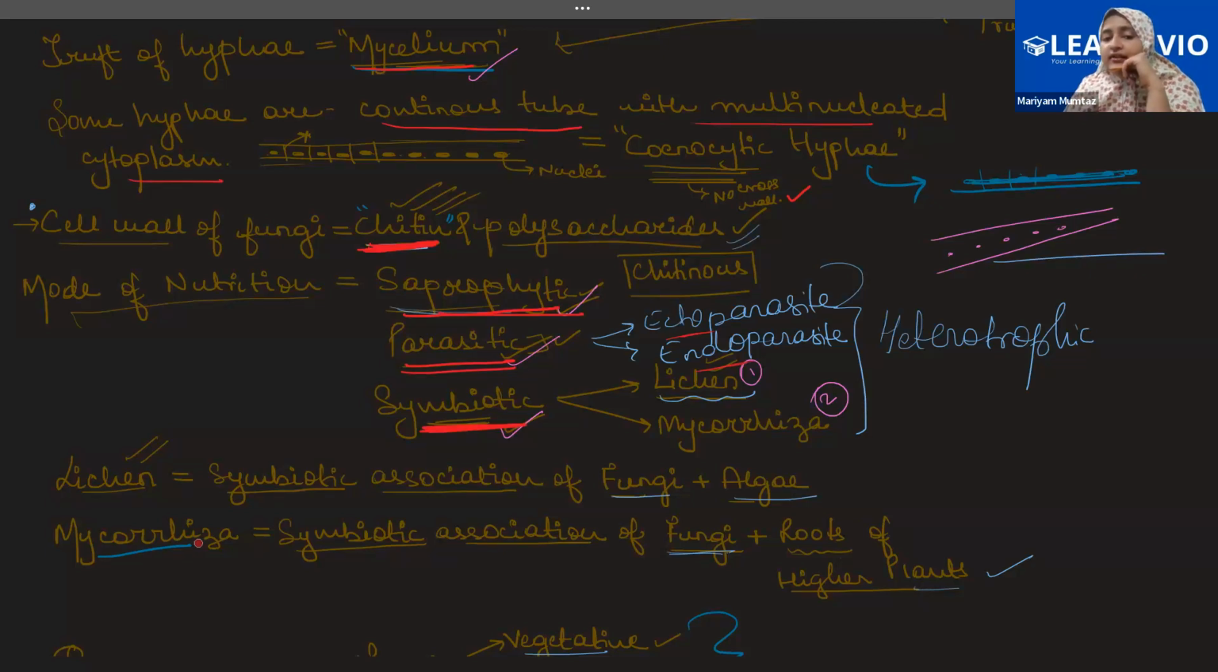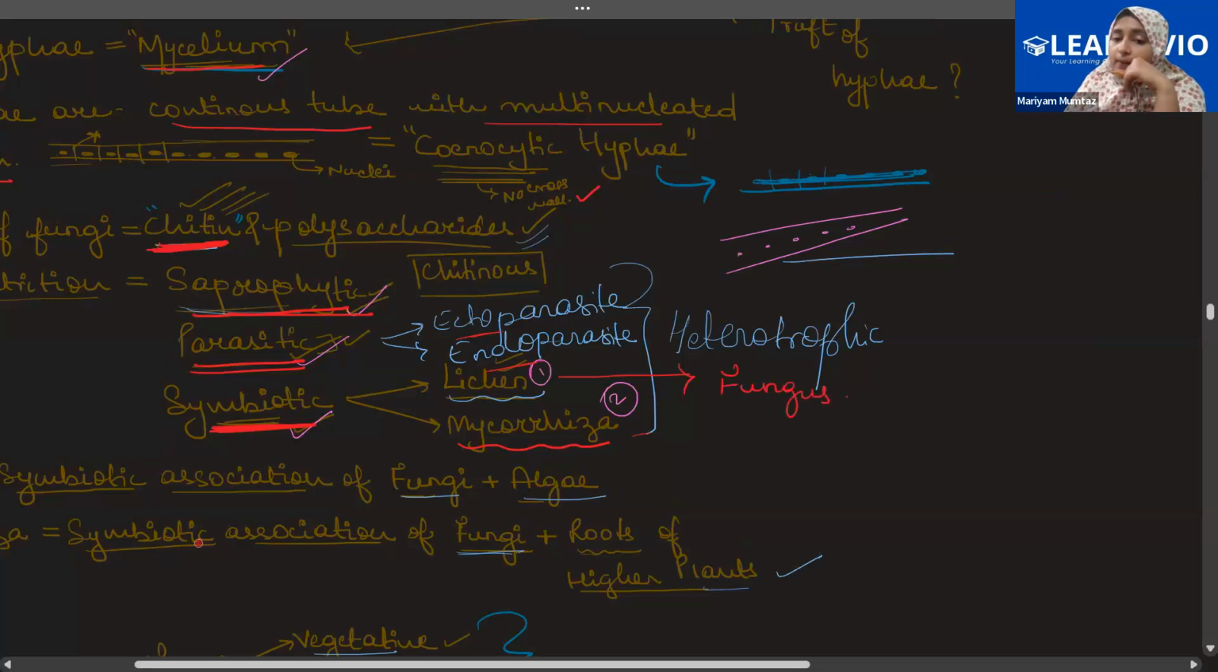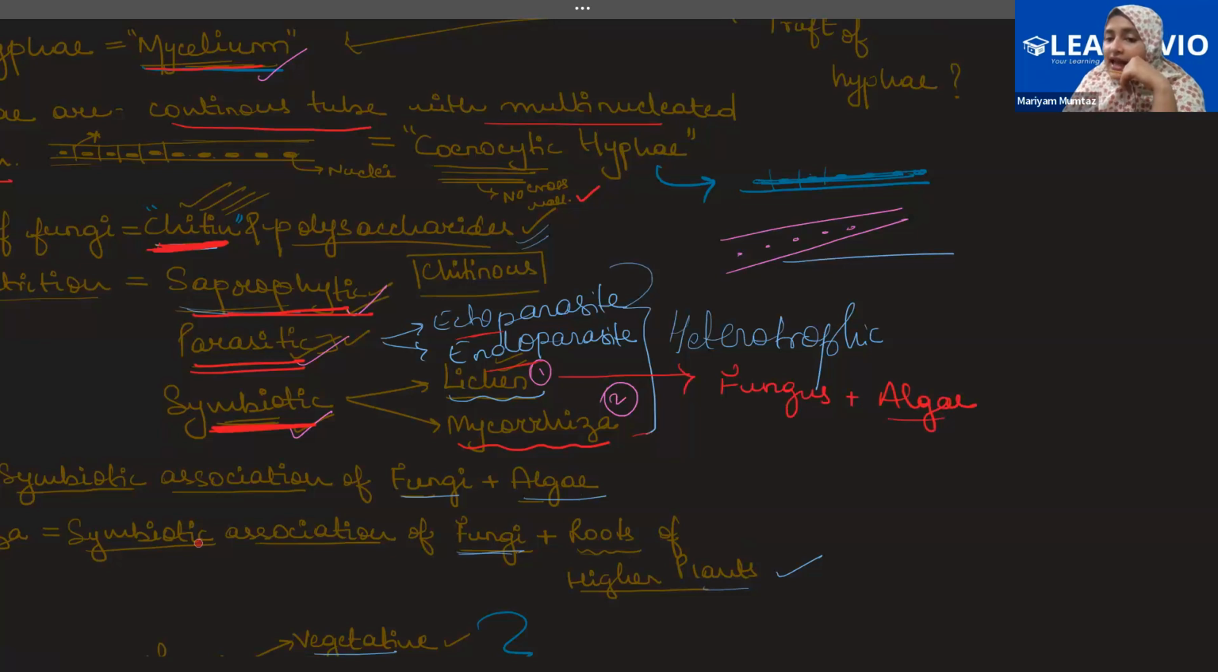Now, a symbiotic relationship is when the fungus is present with an alga, or with another organism such as the roots of higher plants. So, lichen and mycorrhiza are the two symbiotic associations. Symbiotic means both of them get an advantage from each other, they live in harmony. For example, lichen is a symbiotic association of a fungus plus an alga, wherein the alga, being photosynthetic, provides food to the fungus and the fungus provides shelter to the alga, because algae are microscopic. That is how they benefit each other, and they cannot live without each other.